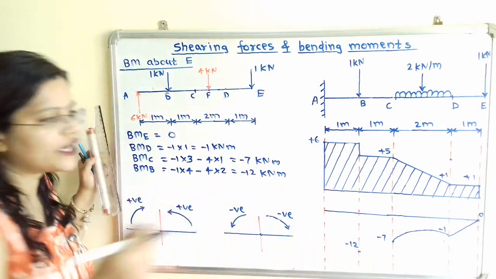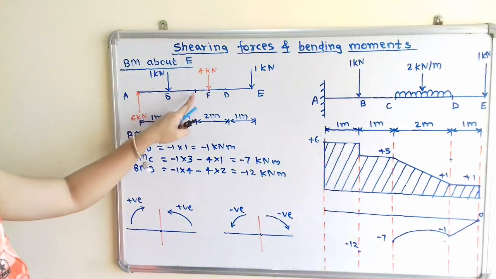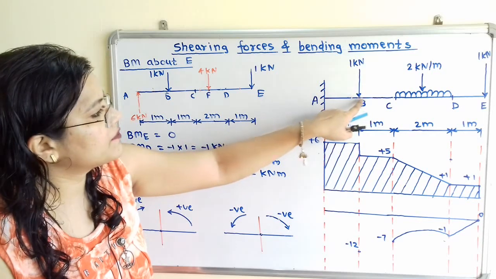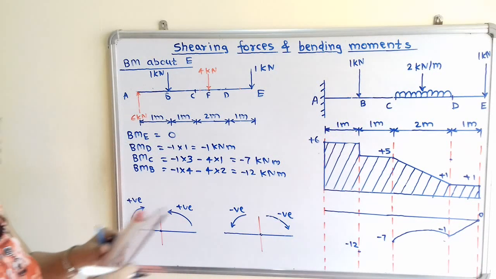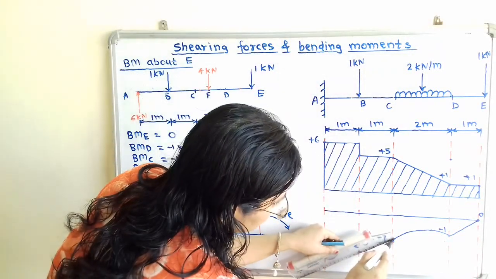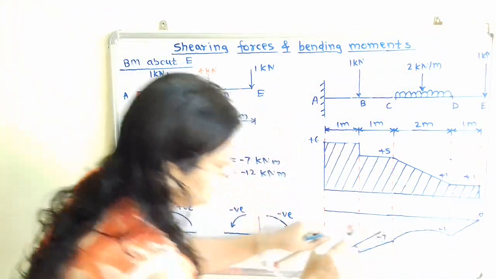Now how to join this? It is the section for the point load. In between B and C there is the point load. So it will follow the linear law. So we have to join just by an inclined line.